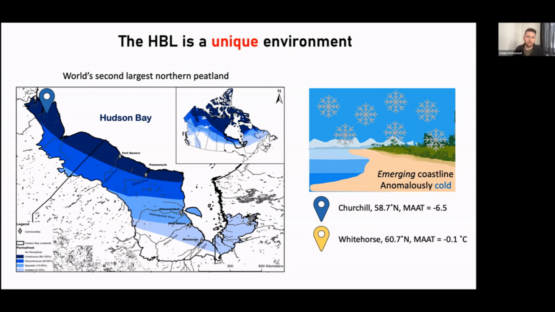To put that into perspective, Whitehorse is at a similar, a little bit higher latitude at 60.7 degrees north. And Environment Canada climate normals show that here the mean annual air temperature is only minus 0.1 degrees Celsius. To put it into context a little further, Oslo, Norway, which is at 59.9 degrees north, is at about 7 degrees Celsius. So this area is very anomalously cold, and we can see that's reflected by it having North America's lowest latitude continuous permafrost. You see that zone of continuous permafrost following the coast of Hudson Bay.